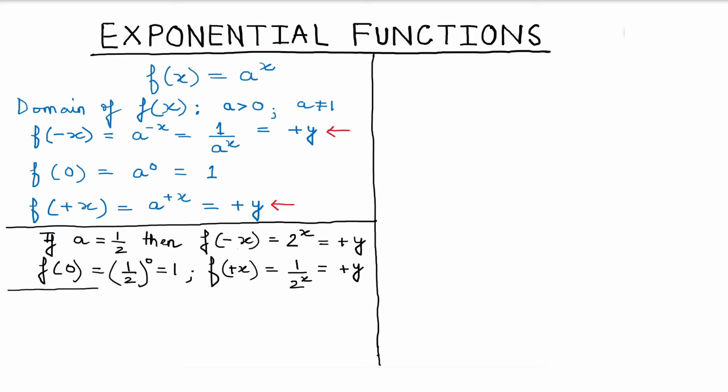Last but not the least, let us assign a different value to a, and in this case we are going to take a as an improper fraction. In the first case, we had taken the value of a as a proper fraction. Now, when we are calculating f of minus x, this will be nothing but 2 to the power minus x, which eventually will be written as 1 divided by 2 to the power x, and you can borrow the result from here, which is the answer will always be positive.